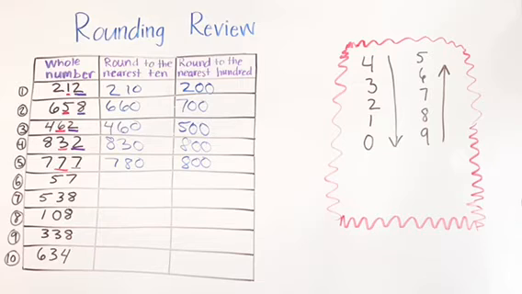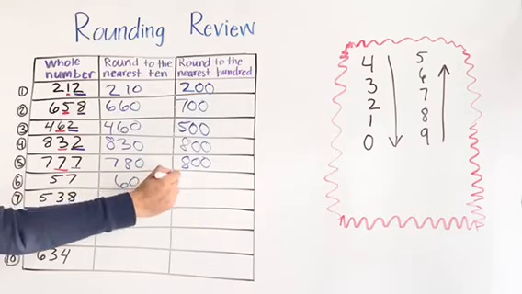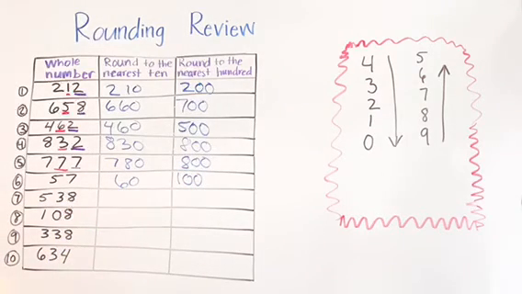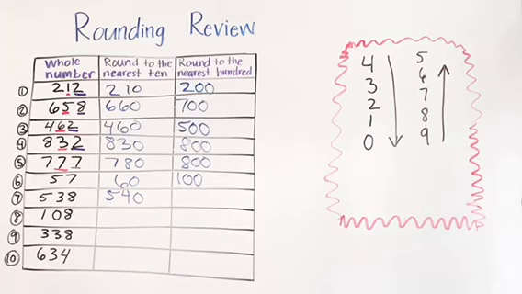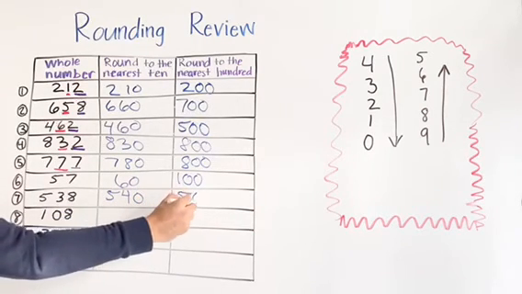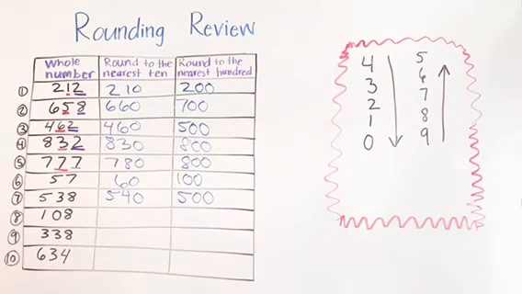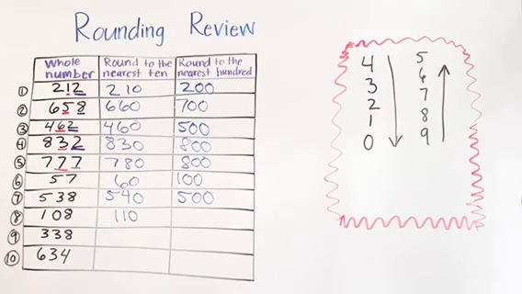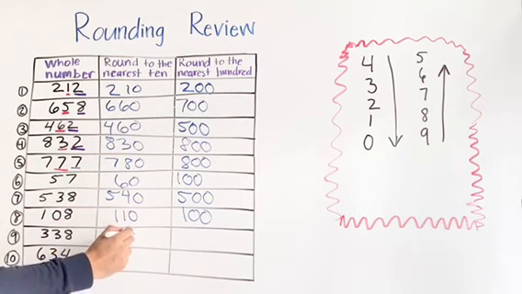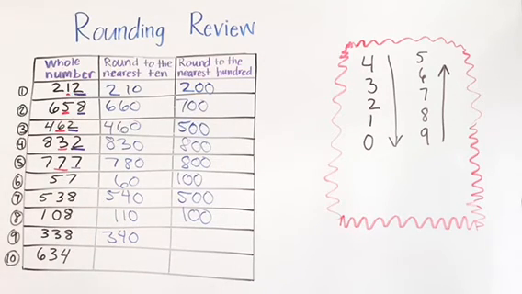Okay, we're going to go ahead and round 57 to the nearest 10, and your answer is going to be 60, and for your hundreds, it's going to be 100. Okay, for number 7, we have 538. Your answer is going to be 540, and for your hundreds, it's going to be 500. Okay, and for number 8, we have 108. We're going to round that to 110 in the tens, and then the hundreds is going to be rounded to 100. Now for number 9, we have 338, and it's going to be rounded to 340, and rounded in the hundreds to 300.